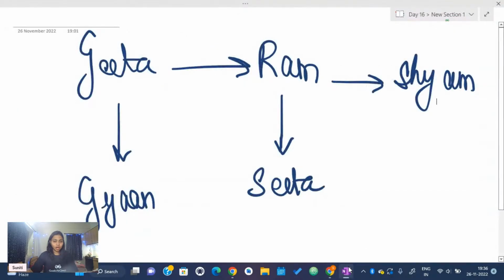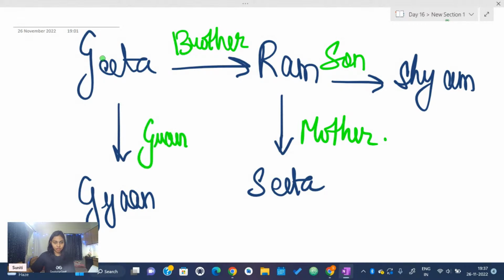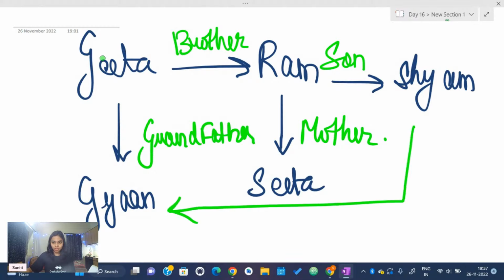So, on the basis of the question statements that are given to us, we have created the relationships. We have Geeta, Ram, Sham, Gyan, and Sita. Now, what is the relationship that we have? Ram is the brother of Geeta. Then we have Sham as the son of Ram. Sita is the mother of Ram, and Gyan is the grandfather of Gita. We need to find the relationship between Shyam and Gyan.